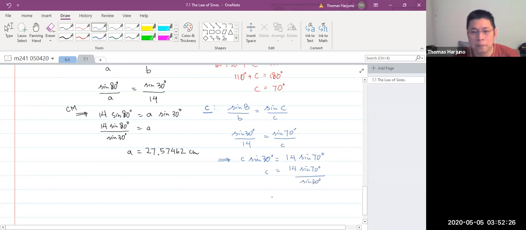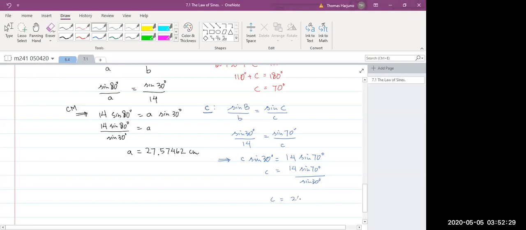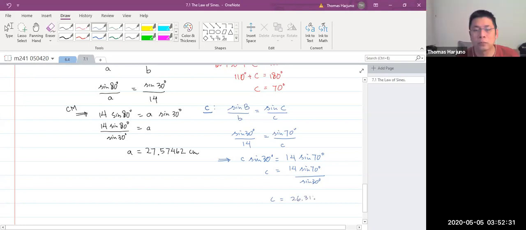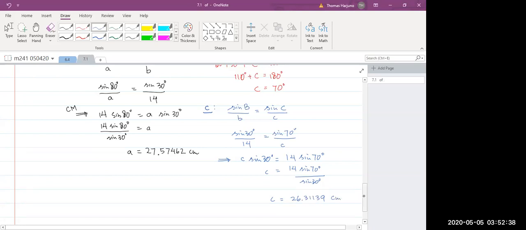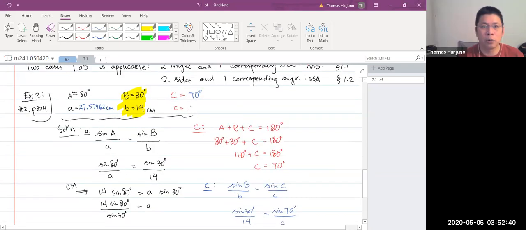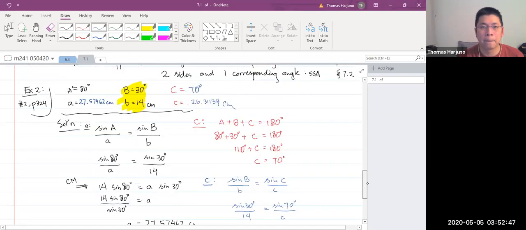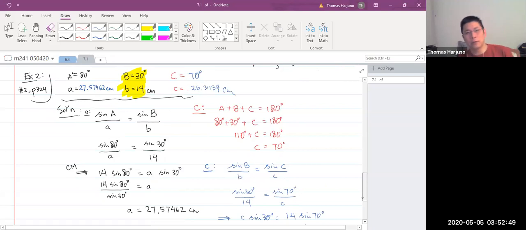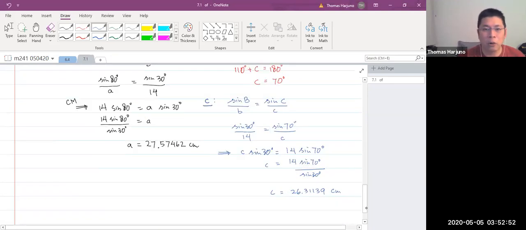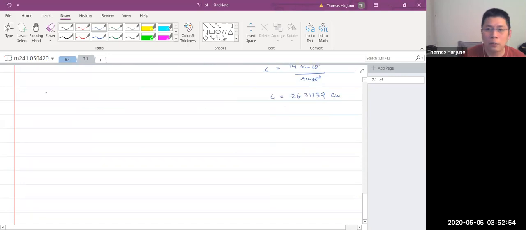So what do you get? 26.31139. Can anybody else confirm? Correct. Okay, so that's 26.31139 centimeters. Okay, that's it for this one question. Let's go on. You try to do one problem. We do it together. Number 10.